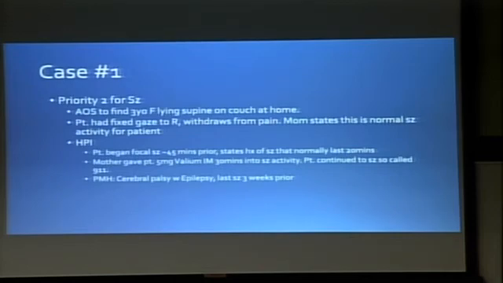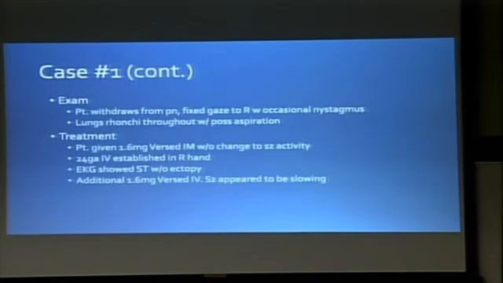Past history of cerebral palsy with epilepsy. Last seizure was 3 weeks prior. Patient withdraws from pain, has a fixed gaze to the right with occasional nystagmus. Lungs have rhonchi throughout. Patient was given 1.6 milligrams of Versed IM without change. A 24 gauge IV is established in right hand. EKG was sinus tach. An additional 1.6 milligrams of Versed given IV.